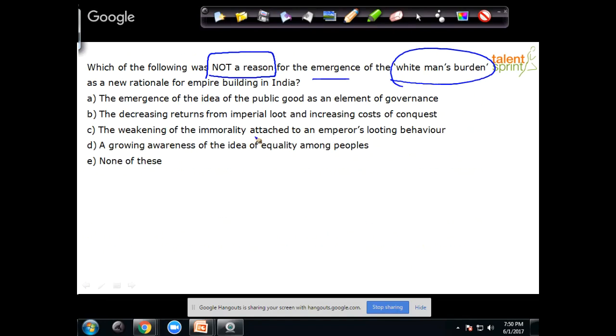The weakening of the immorality attached to an emperor's looting behavior, that's also mentioned. A growing awareness of the idea of equality among people, that's also mentioned. So which means the only thing that is not mentioned is B. This was before it came into emergence.